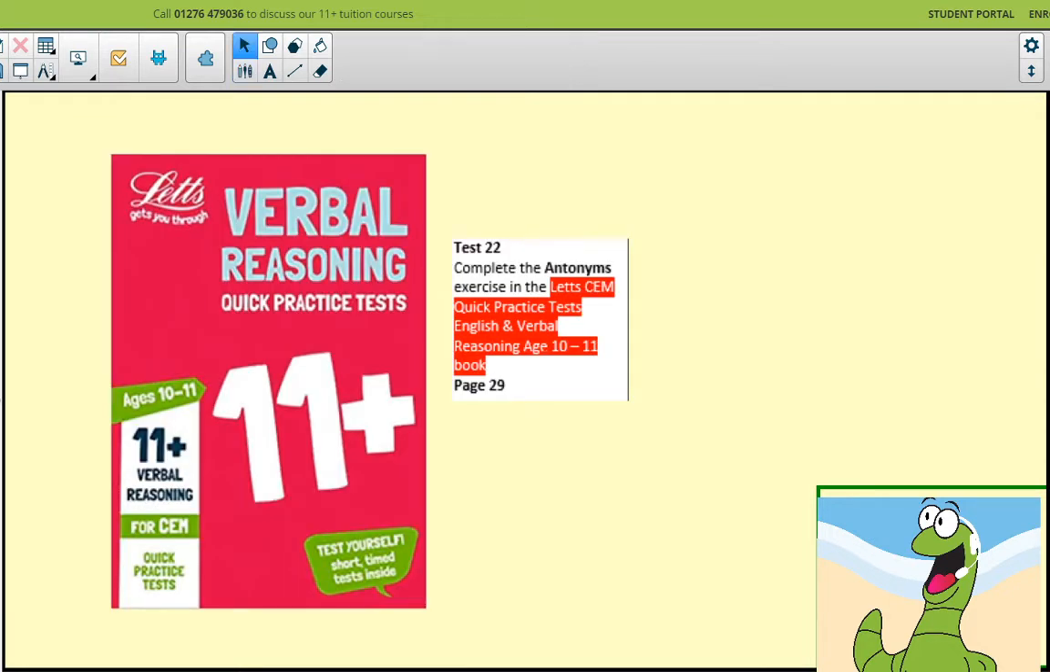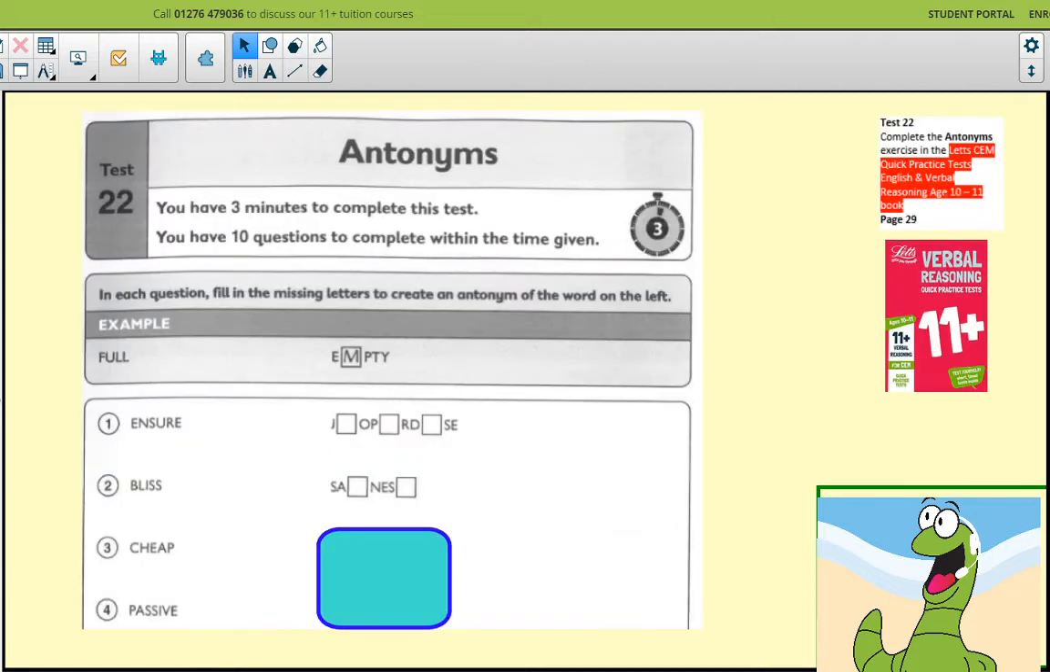And moving on to test 22, this was antonyms. And just a reminder, antonyms are opposite words or words that have the opposite meaning. So with this test, ideally, we'd like you to work 2-3 minutes. And you had 10 questions to complete within the time given. Now, in each question, you had to fill in the missing letters to create an antonym of the word on the left. Now, this could be quite tricky.